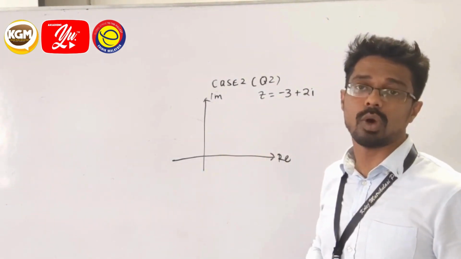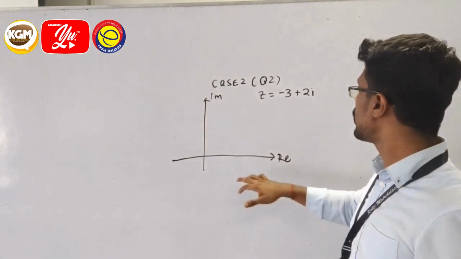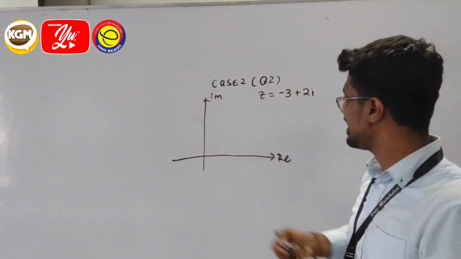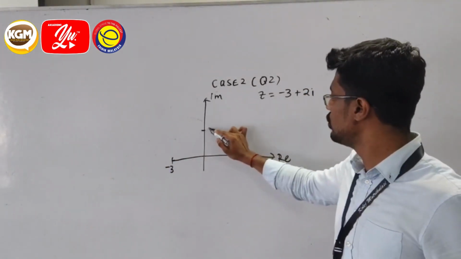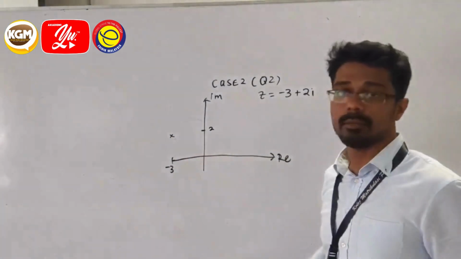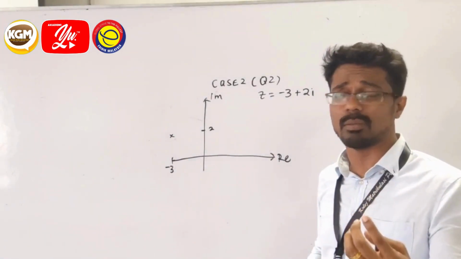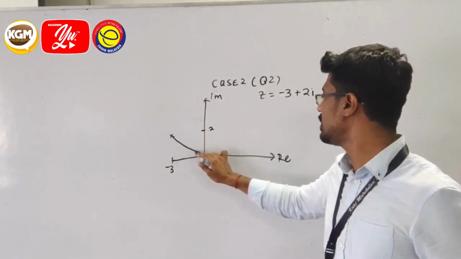Case 2, why? Because it is quadrant 2. So in quadrant 2 here, my real part is negative 3, so I go to negative 3. My imaginary part is 2, so I mark it here. And of course I need to add my complex number line. So my complex number line is that.